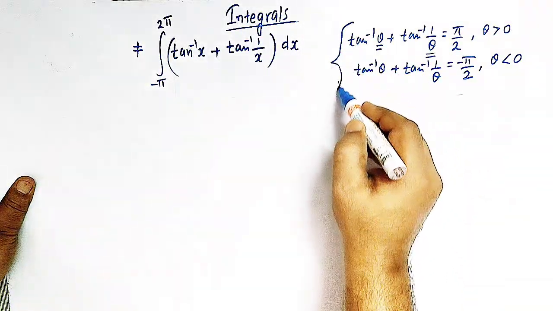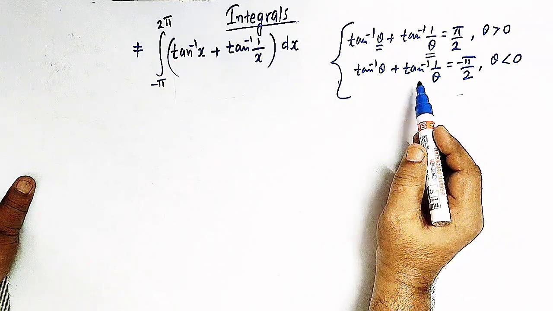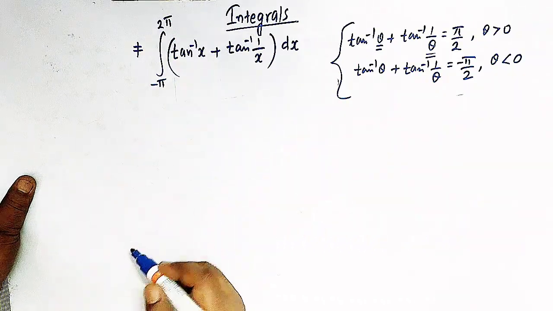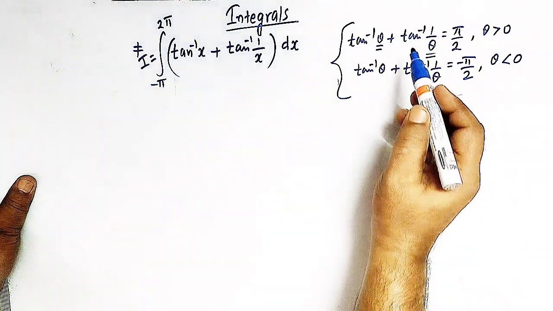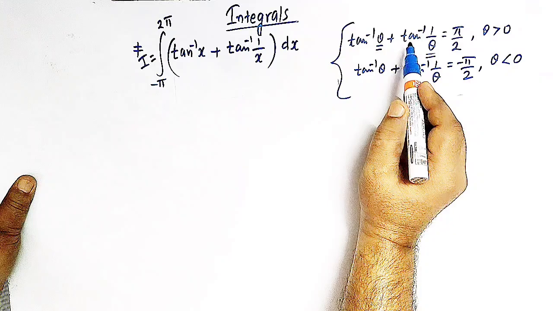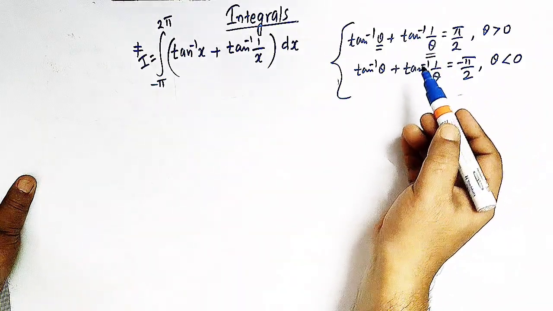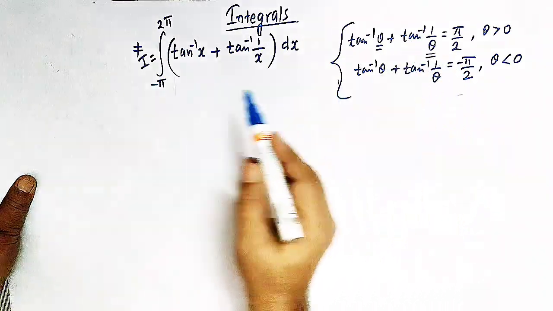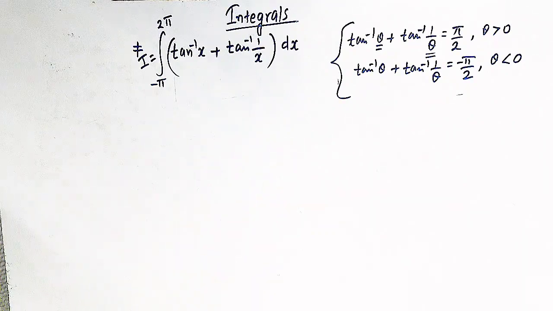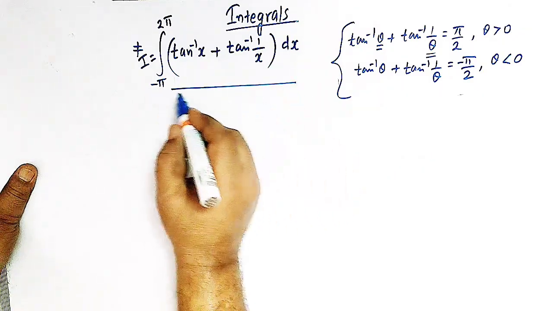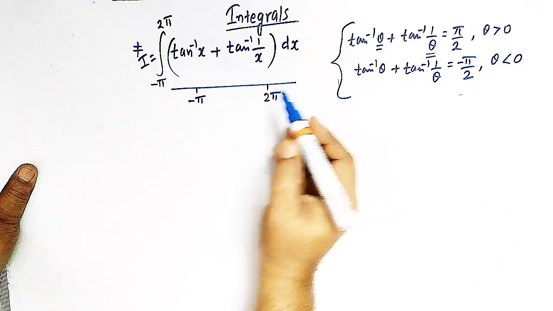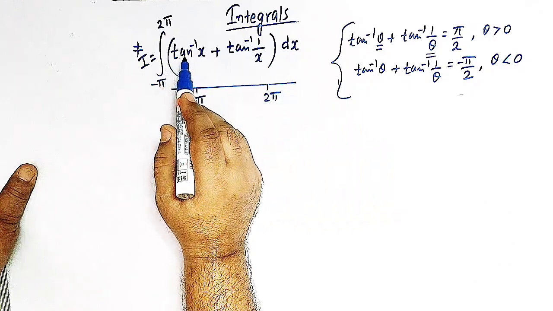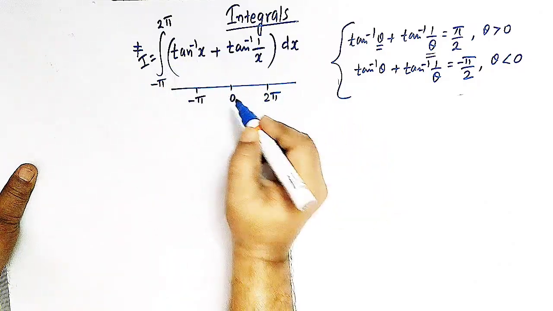So this property is the key property here to find out the value of this integral. Let us call this integral I. Here we are not going to prove this property, rather we'll directly use it to find the value of this integral. The limits of integration are from minus pi to 2 pi, so let us break this integral at the point 0.